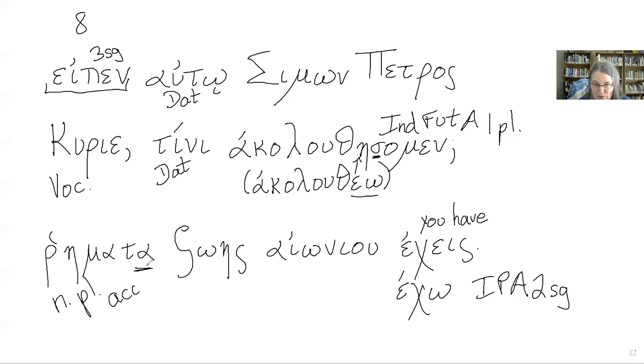You have the words. And then here we have a genitive, and the genitive adjective that modifies it. So eternal life. So words of eternal life. You have the words of eternal life, or you have words of eternal life. That's it. That's the end of section A exercises.